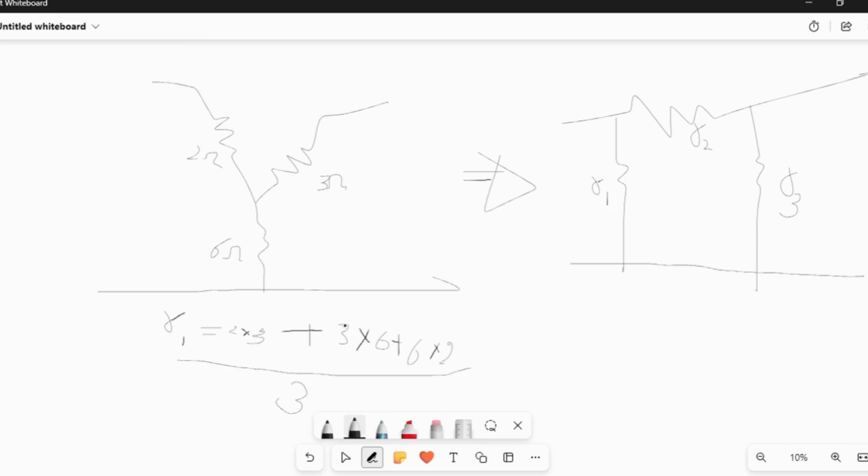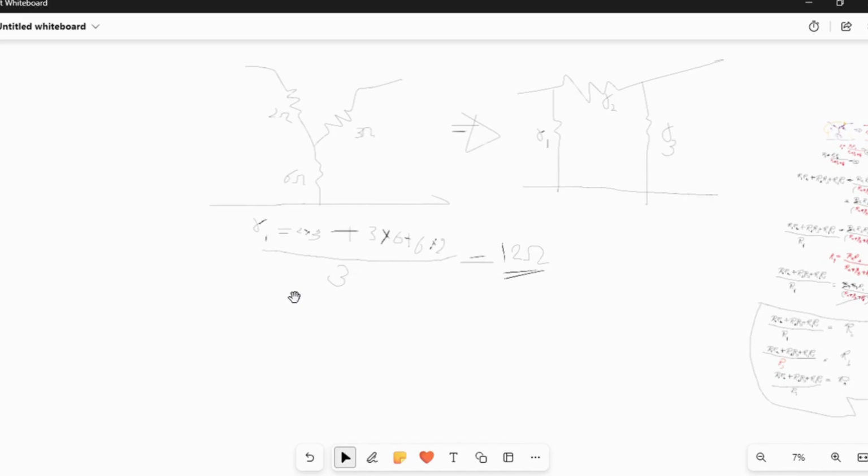So the resistor value we will have is 6, 6 plus 12 plus 6 is... 2 and 6, 8, and then 4, 12. So 12 ohm. Okay, I think I'm correct here.